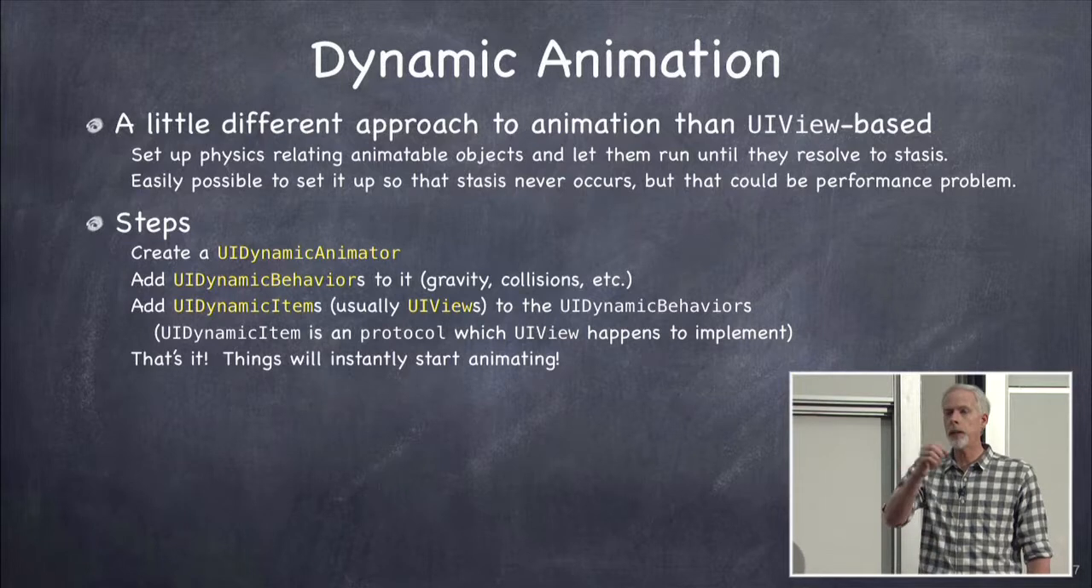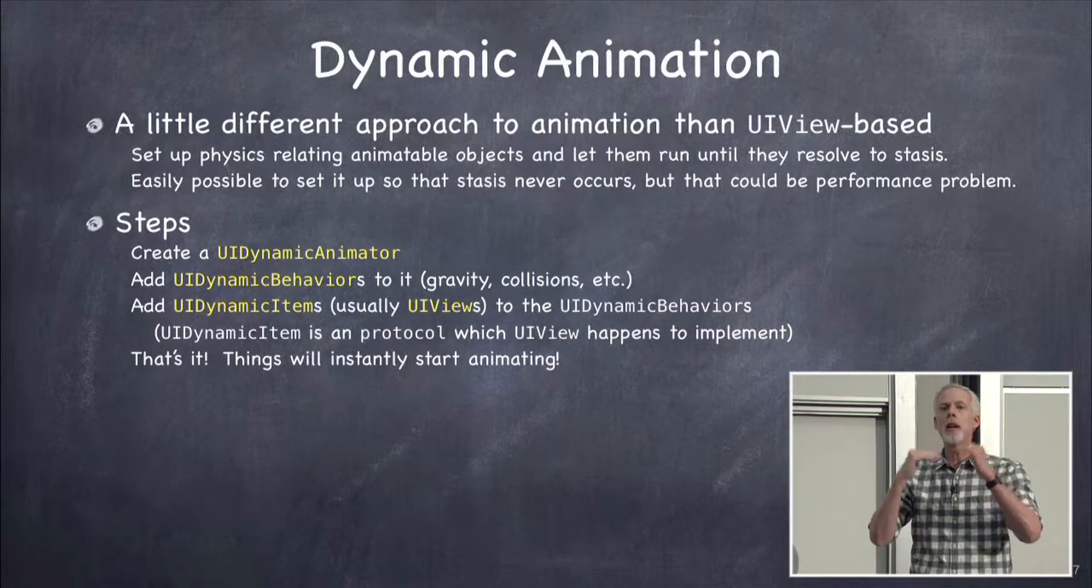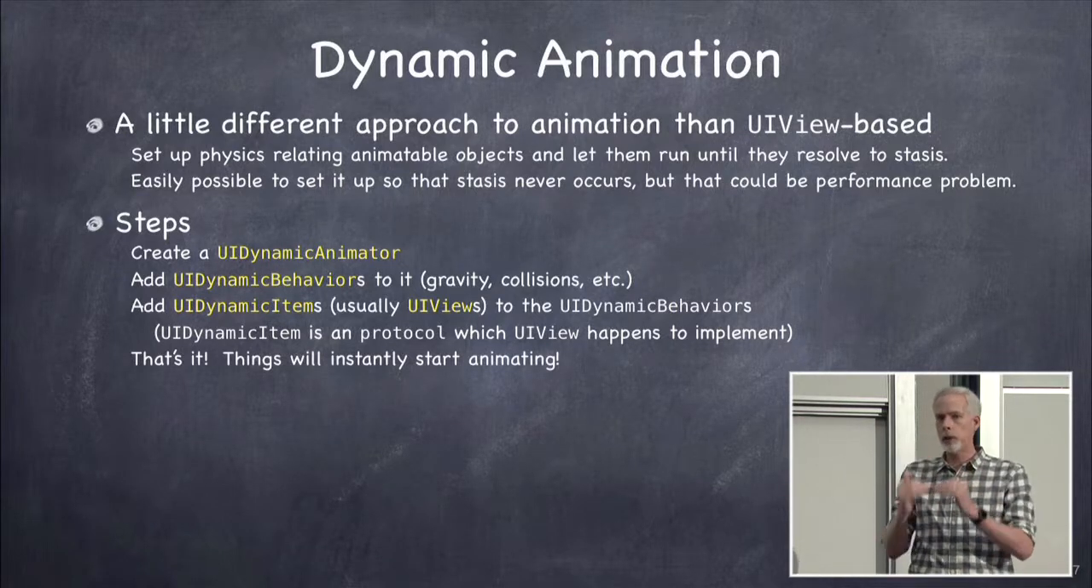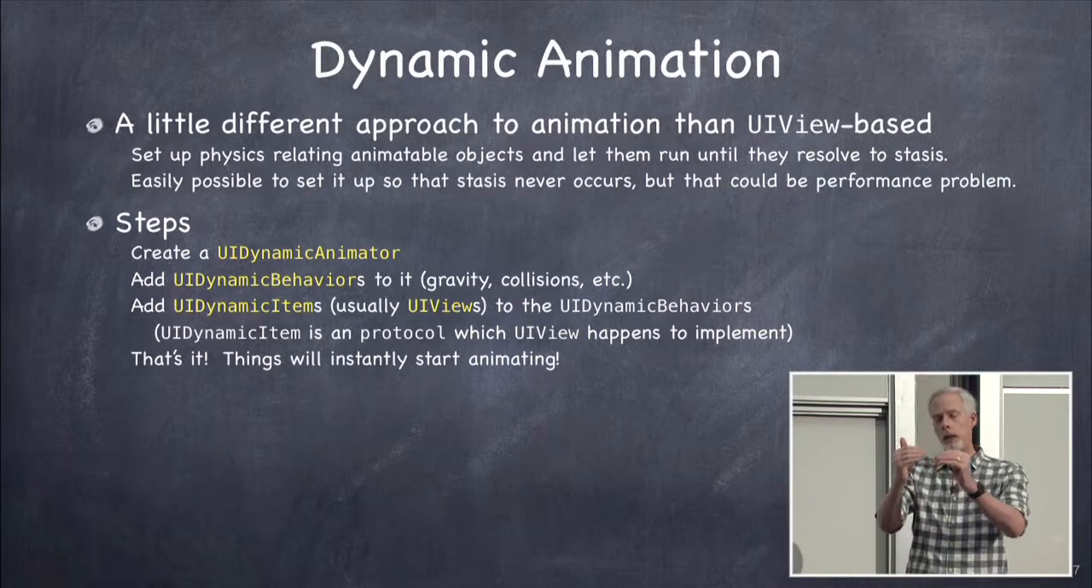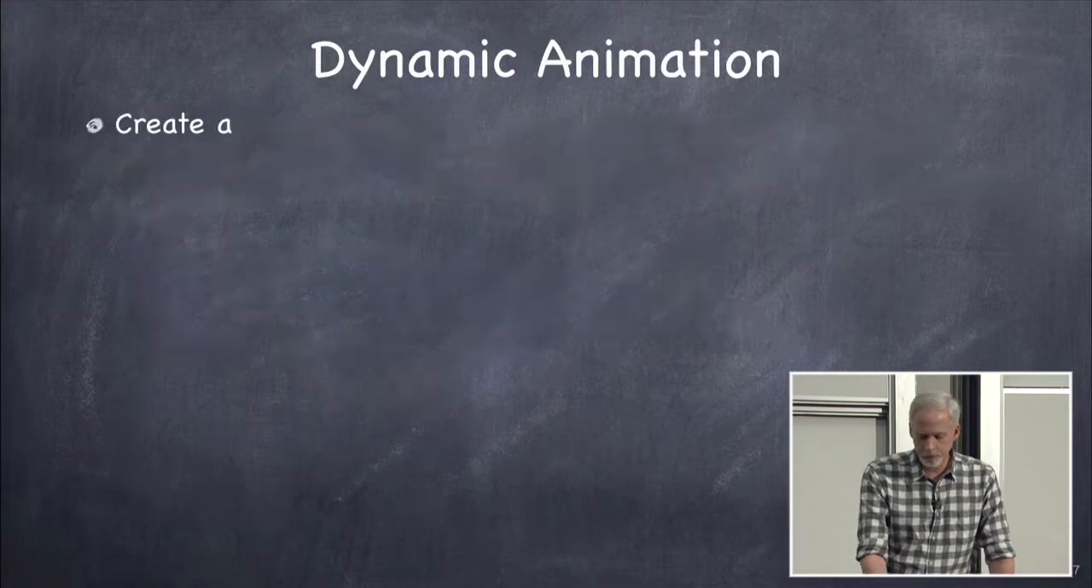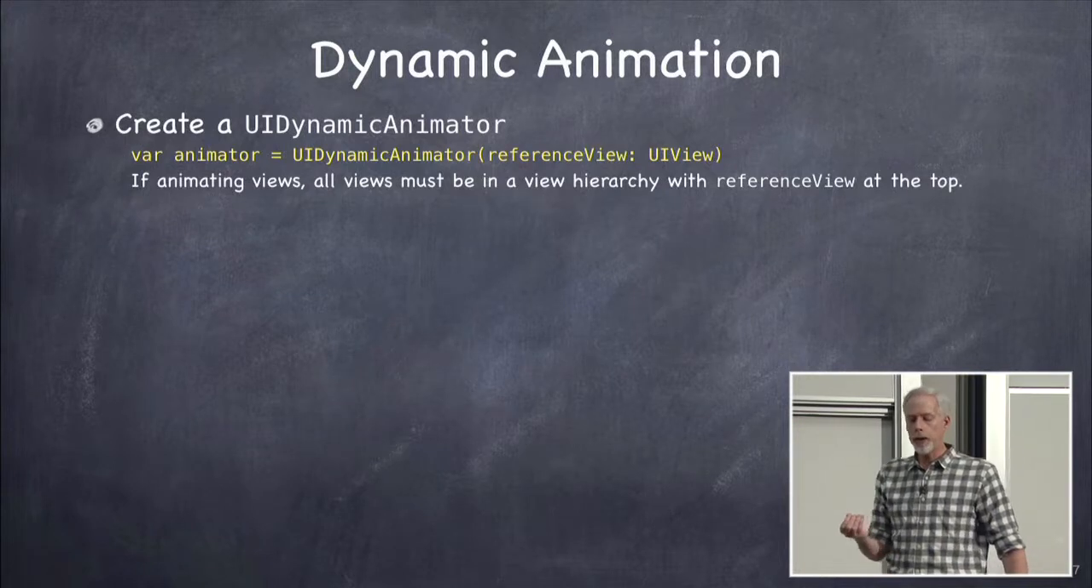So that's it. It's a three-level thing. You got the animator, you add behaviors to it, those behaviors start happening, you add UIViews to the behaviors, now they start being affected by the behaviors. You can do it in any order. You could put the views in the behaviors first and then the behaviors in the animator, whichever you want to do. So how do you create a UIDynamicAnimator?